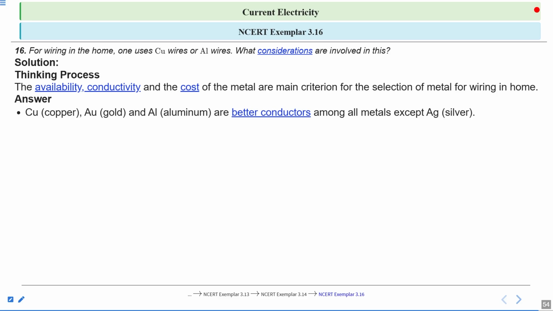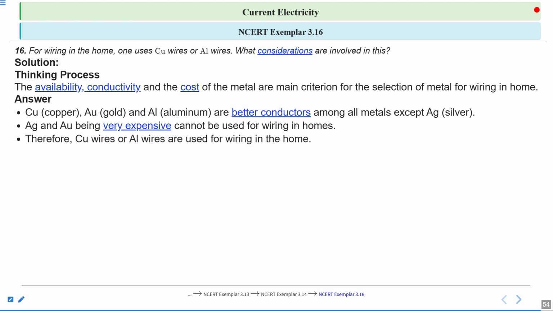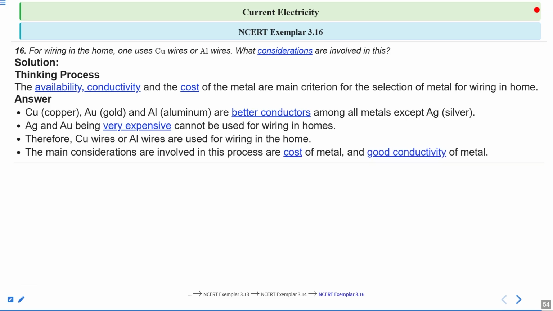Copper, gold, and aluminium are better conductors among all the metals except silver. Silver and gold are very expensive, so they cannot be used for wiring in the homes. Therefore copper wires and aluminium wires are used for wiring in the homes. The main considerations involved are the cost of the metal and good conductivity. These are all good conductors, but cost must also be taken into consideration.